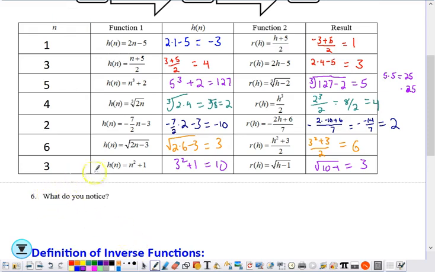So the question underneath the table, like I said before I got interrupted again, says, what do you notice? And here's what I notice. I notice that this first column and this last column, they are the same. So I'm going to say that nicer. I notice the final outputs, that's the result column, the last column here. These final outputs are the same as the original inputs.